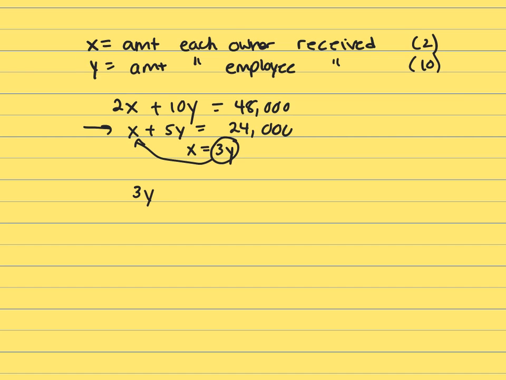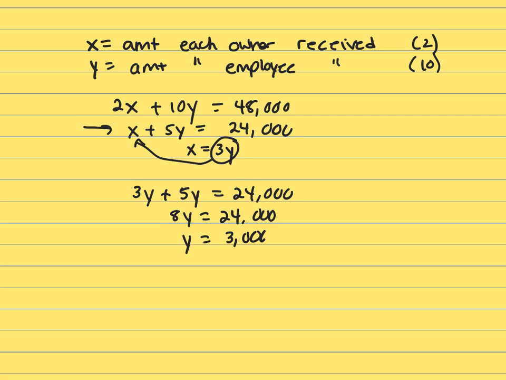So it gives me 3Y plus 5Y equals 24,000. And this is 8Y equals 24,000. And that will be Y equals 3,000. So each employee received $3,000.